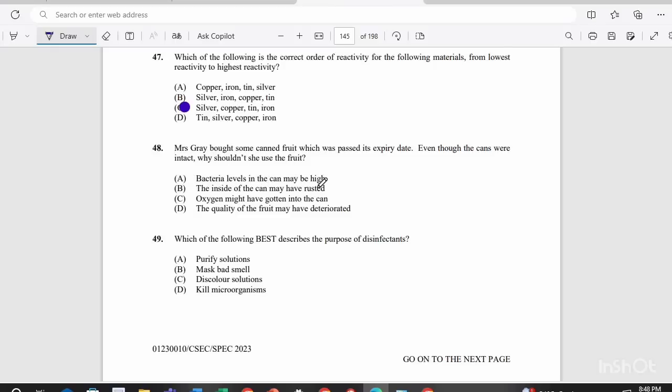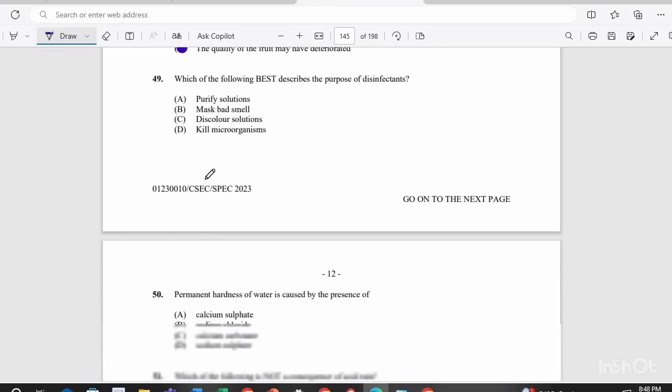B. The inside of the can may have rusted. C. Oxygen might have gotten into the can. D. The quality of the fruit may have deteriorated. The answer there is D. The quality of the fruit may have deteriorated.